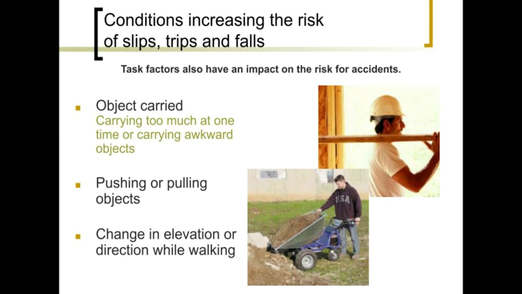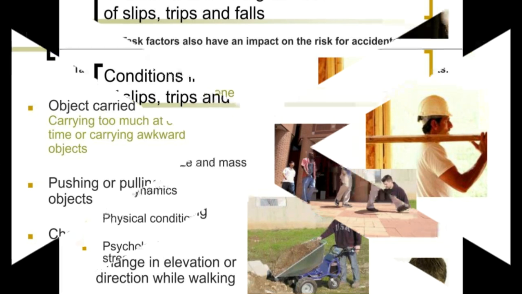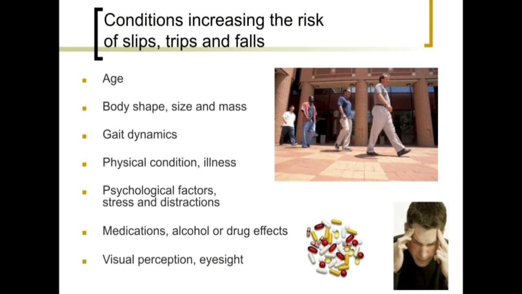Task factors also have an impact on the risk for accidents. Objects carried: carrying too much at one time or carrying awkward objects, pushing or pulling objects, change in elevation or direction while walking. Age is a factor. Body shape, size, and mass, gait dynamics, how you walk, physical condition or illness, psychological factors, stress and distractions, medications, alcohol or drug effects, visual perception, and eyesight.